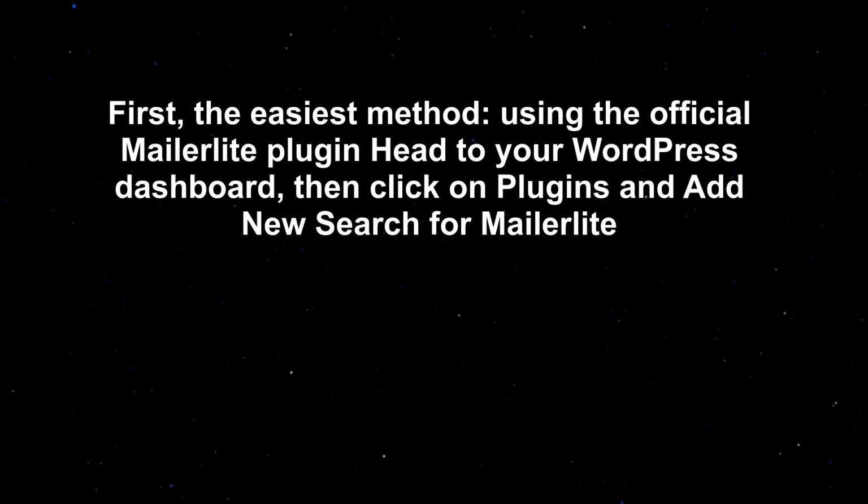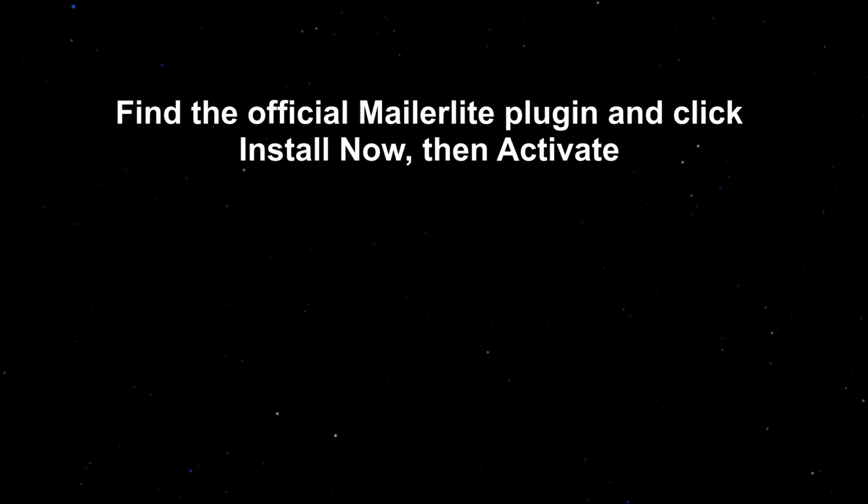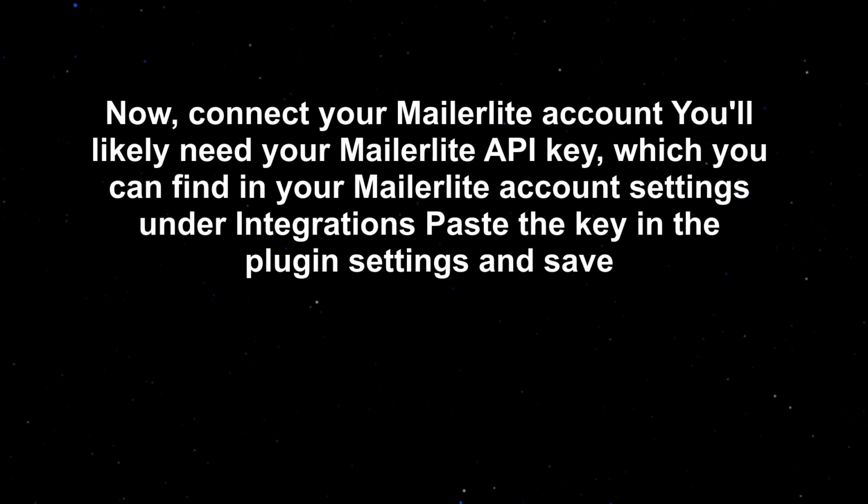Then click on Plugins and Add New, search for Mailerlite. Find the official Mailerlite plugin and click Install Now. Then activate. Now, connect your Mailerlite account. You'll likely need your Mailerlite API key, which you can find in your Mailerlite account settings under Integrations. Paste the key in the plugin settings and save.